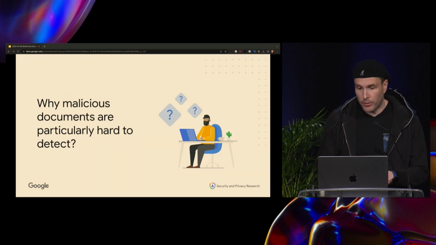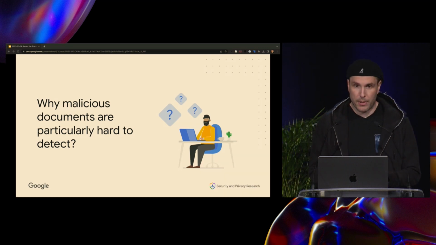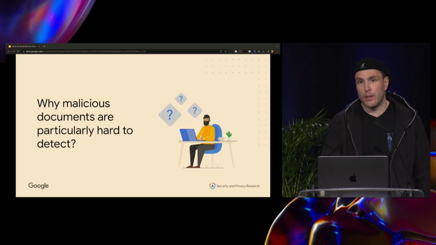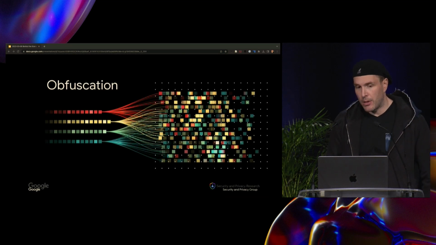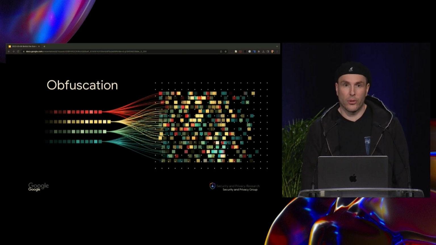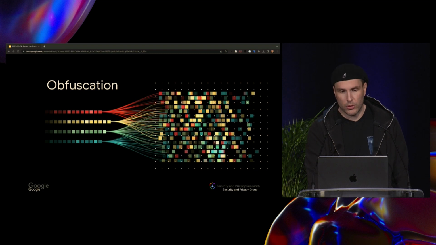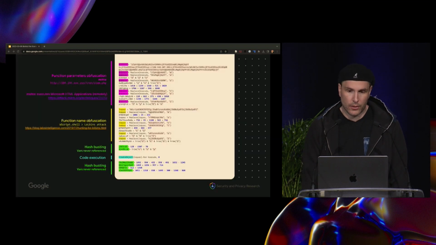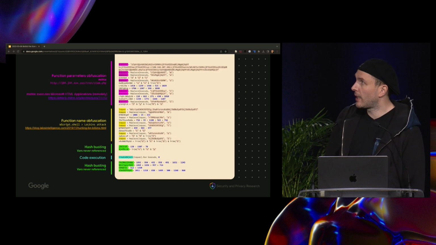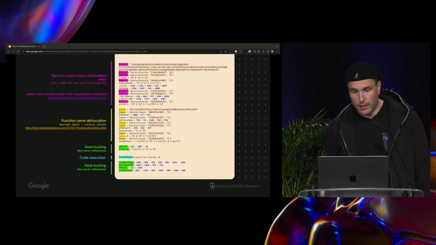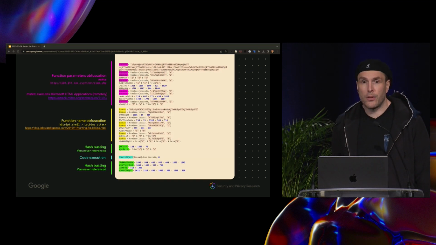So why are malicious documents particularly hard to identify? Well, the majority of those docs are obfuscated, and attackers have a huge possibility to shuffle things. This is an example of a document we could classify.